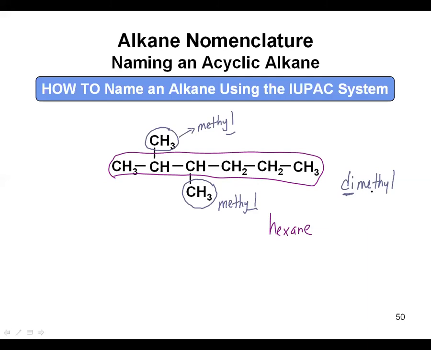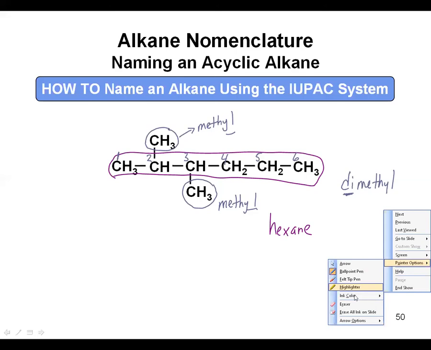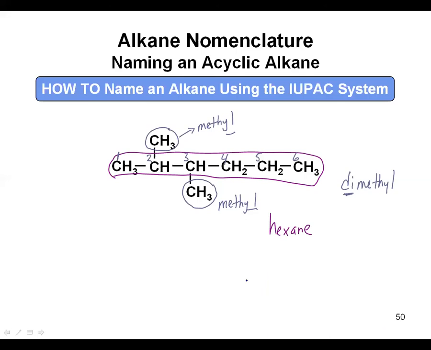We do need to number this chain. So again, if we went left to right, this would be carbon 1. This would be carbon 2. This would be carbon 3. This would be carbon 4. That would be carbon 5. And that would be carbon 6. Now, if we went the other way, starting on the right-hand side, this would be carbon 1. This would be carbon 2, carbon 3, carbon 4, carbon 5, and carbon 6.